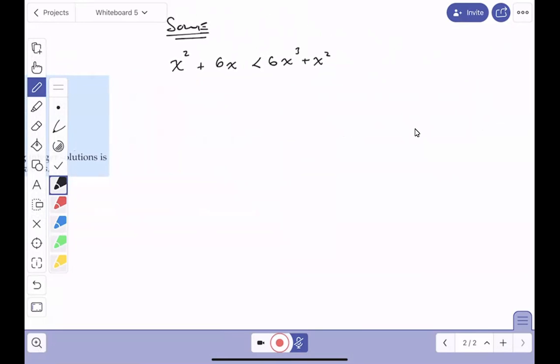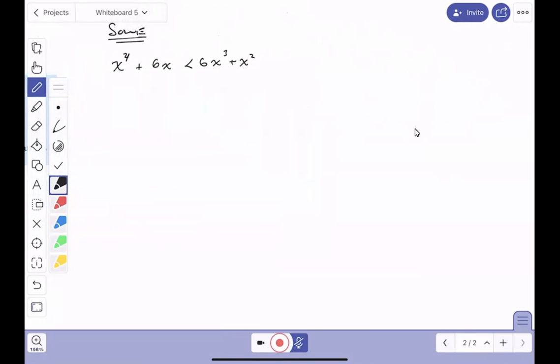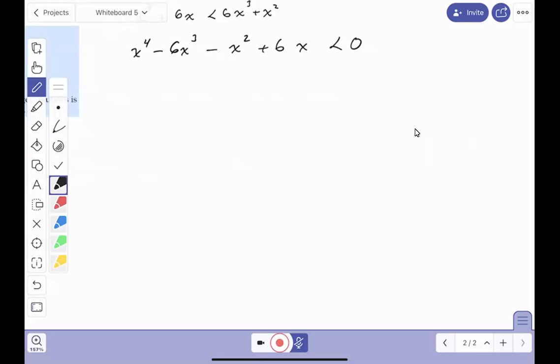So let me see if I can do that. Let me make sure I copied it correctly first of all. I didn't. That's x to the 4th. Let me make sure I did that right. 6x. Yeah, I think I did it right. So I'm going to solve it for 0. So it's going to be x to the 4th minus 6x cubed minus x squared plus 6x less than 0. Now, by the way, I know that's not their question. I'm just saying I need to make things familiar. Like most things, they need to be made familiar.